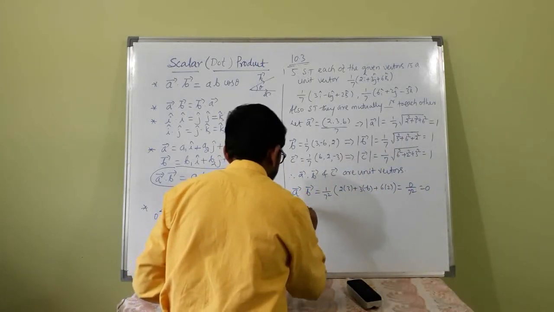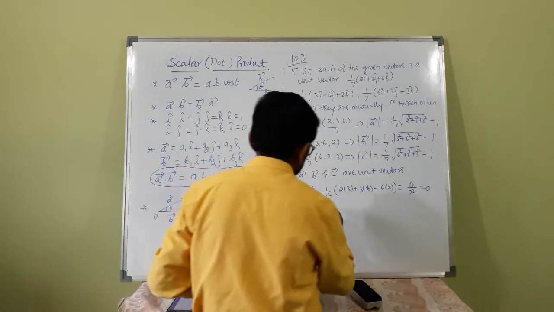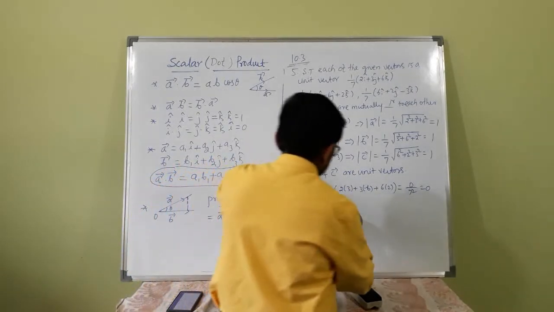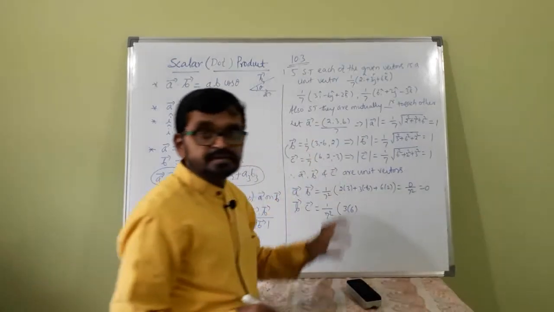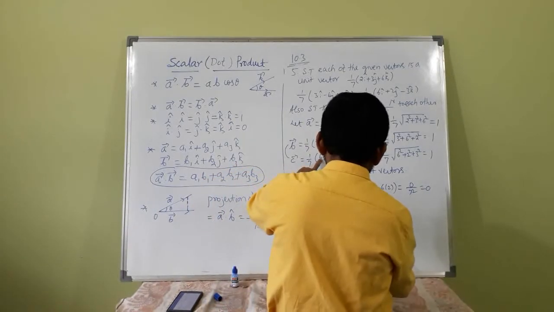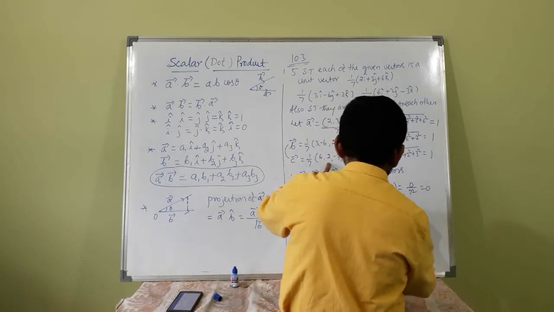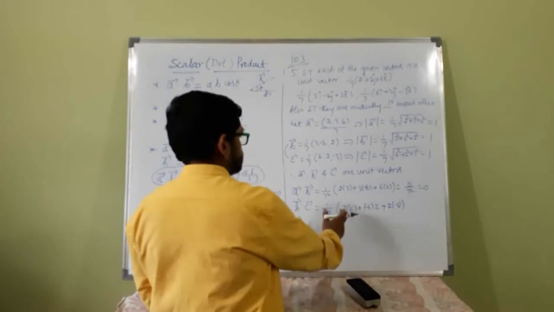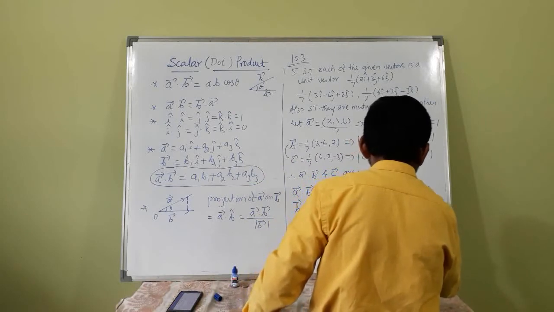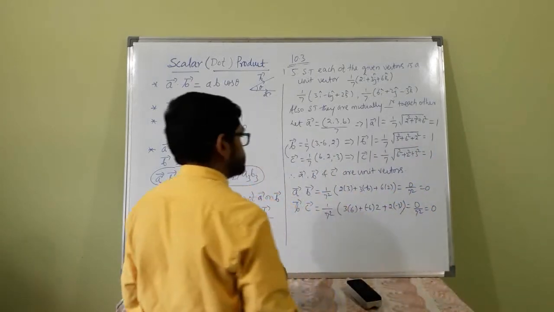B dot C, these two, 1 by 7 into 1 by 7, 1 by 7 squared, 3 into 6. Are you following? A1 B1, A2 B2, A3 B3, 3 into 6 plus −6 into 2 plus 2 into −3, that is 18 minus 12 minus 6, that is 18 minus 18, 0 divided by 49 is equal to 0.